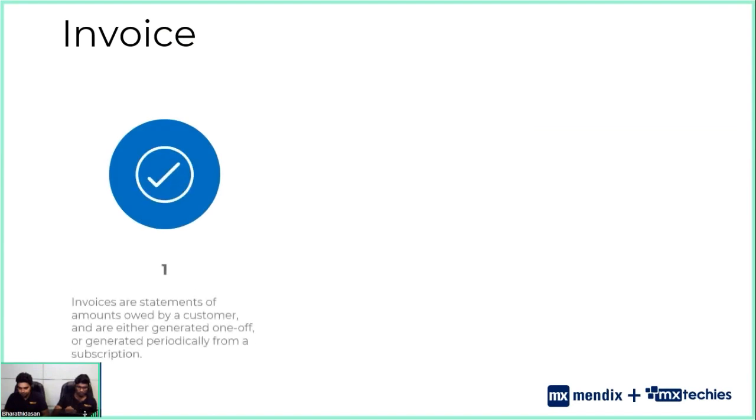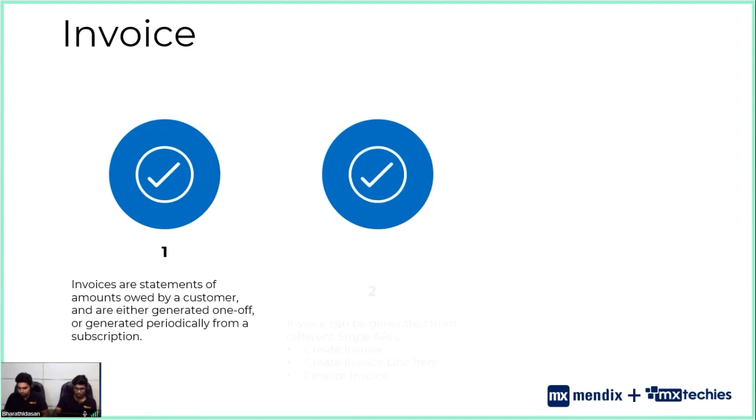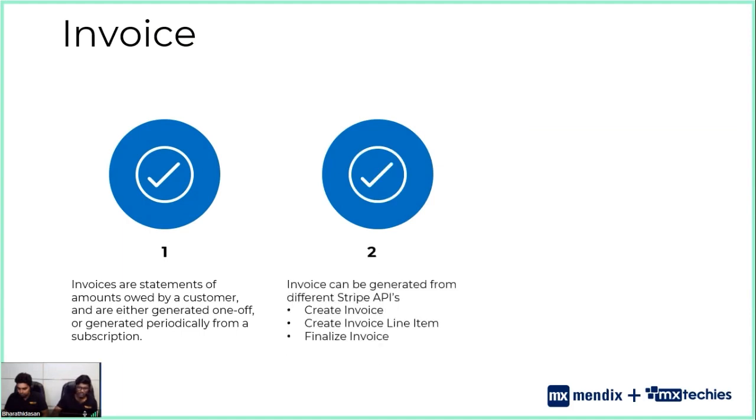Now let's see what an invoice is. Invoices are a list of statements of amounts owed by the customers that can be generated once or on a regular basis. Invoices can be generated from different Stripe APIs like create invoice, adding the invoice line items to that invoice, and finalizing the invoice. Once the invoice has been finalized, we cannot edit or modify that invoice.